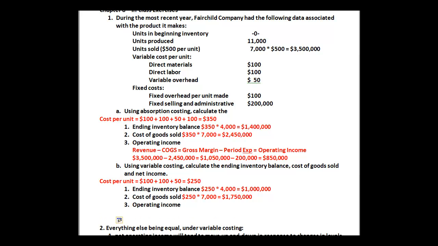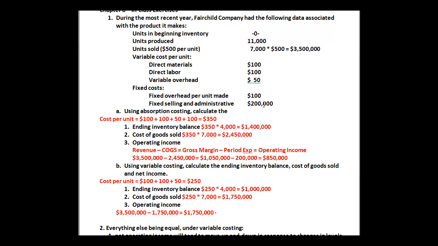Then lastly, we can calculate the operating income. We're going to use the same formula that we did before. Revenue minus cost of goods sold equals gross margin minus all those period expenses equals the operating income. Revenue is obviously still $3.5 million, but under variable costing, cost of goods sold is $1,750,000. So that gives you a gross margin of $1,750,000.